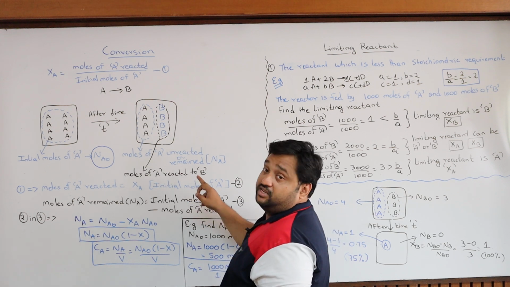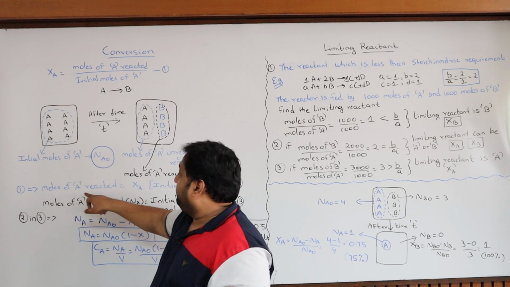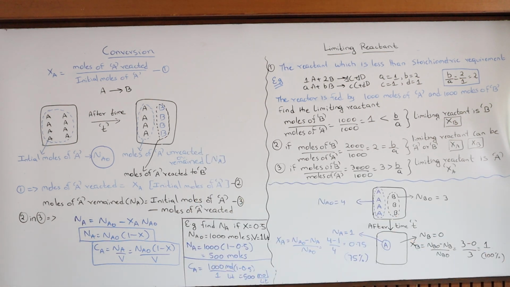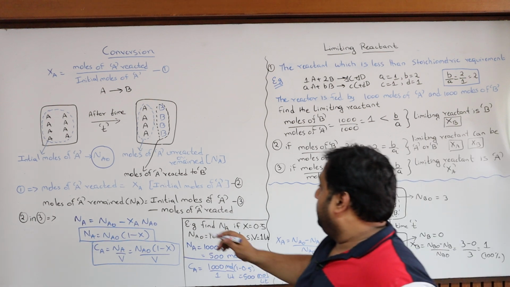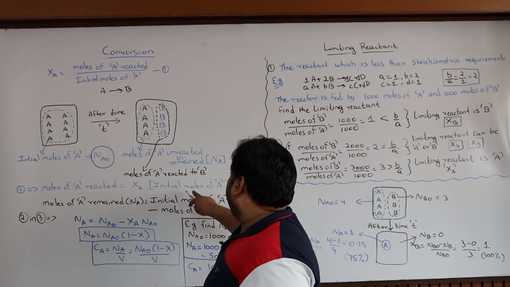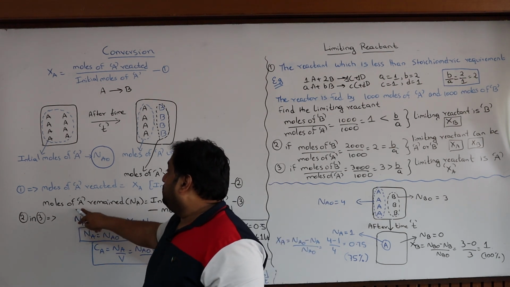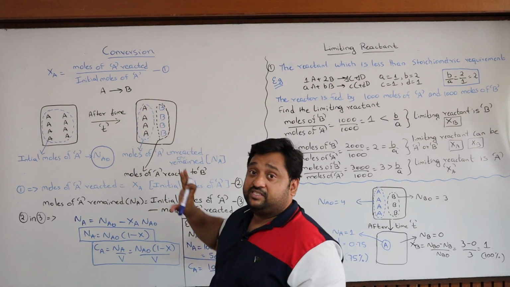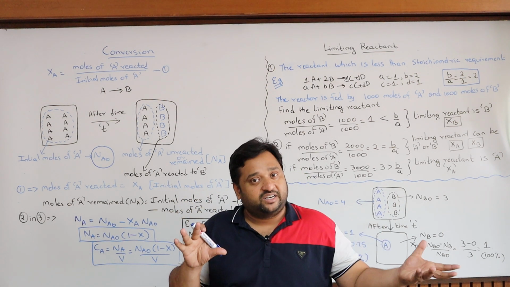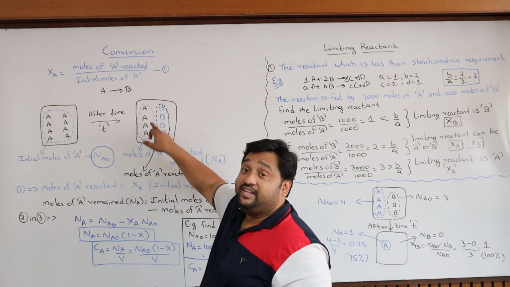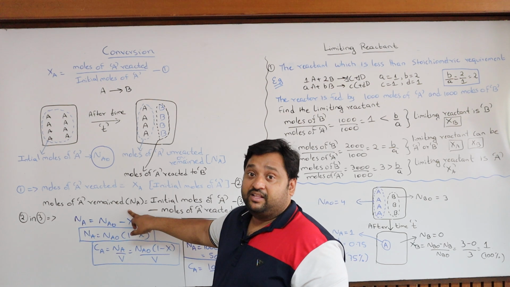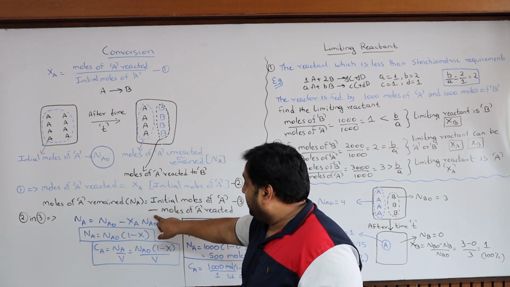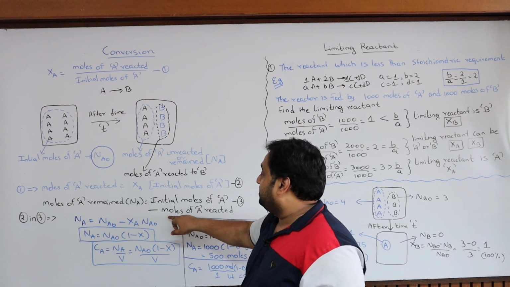So, let us get this equation. From the definition, moles of A reacted is equal to XA times initial moles of A. That means the moles of A remained are nothing but the initial moles minus the reacted moles. That is the moles that remain after the reaction. So moles of A remained, denoted by the symbol NA, is the initial moles of A minus moles of A reacted.